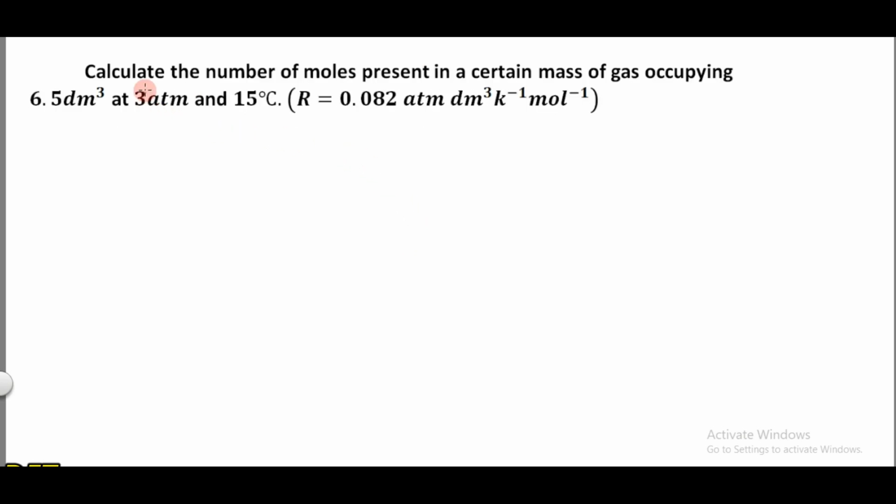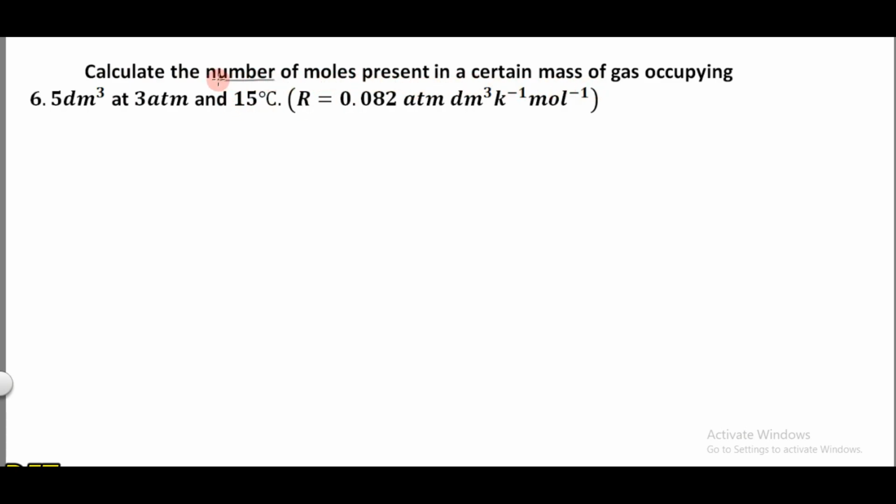So let's look at this question that we have here. The question is, calculate the number of moles present in a certain mass of gas occupying 6.5 dm3 at 3 atm and 15 degrees Celsius, given that R, which is the universal gas constant, is equal to 0.082 atm dm3 per Kelvin per mole. So, the first thing I would want to do here is to fish out the parameters in this question.